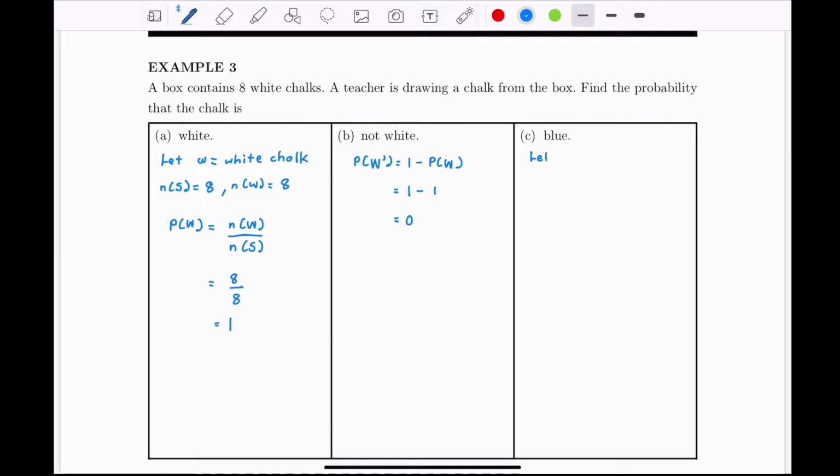Okay. Let B be the event of getting a blue chalk from the box. So B is an impossible event, tak mungkin terjadi. So the probability of getting a blue chalk is 0.